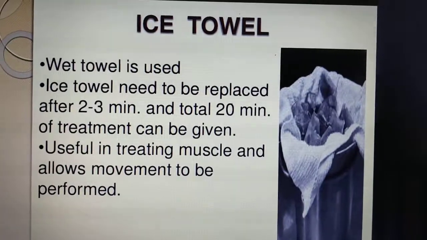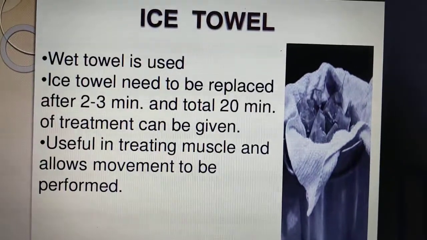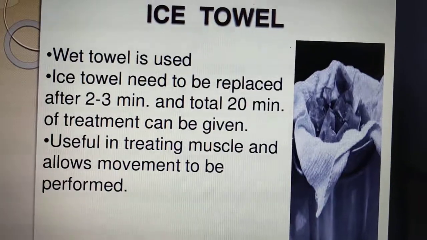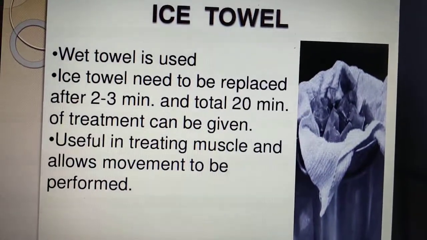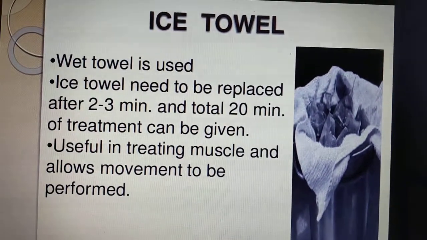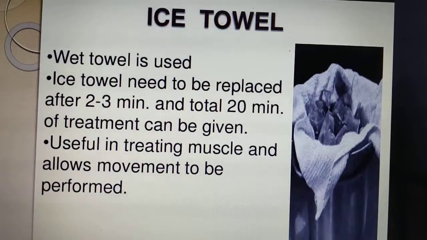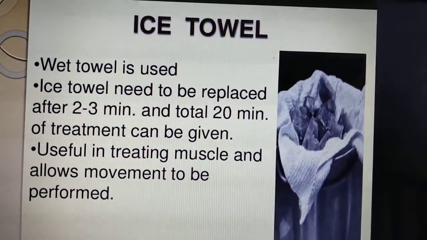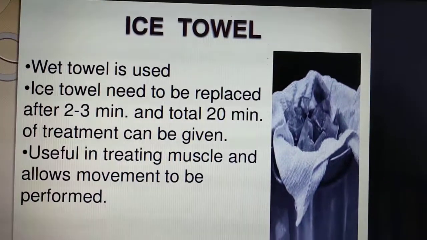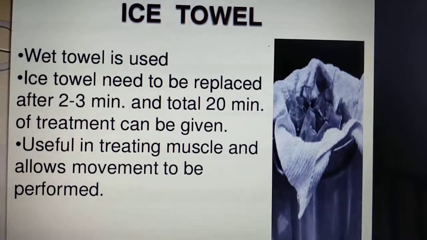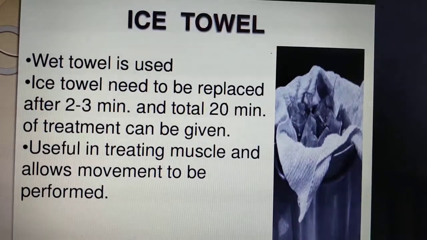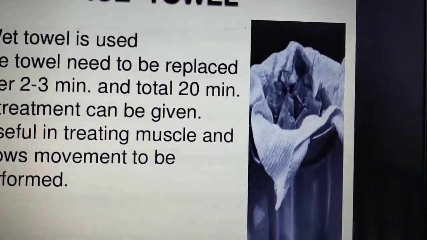Very simple is an ice towel. So what is an ice towel? We can use a wet towel: take a towel dipped in cold water and wring it out. It can be used up to 20 minutes. This is what we call an ice towel, and it is used for treating muscle sprain. Some hyperthermia also we can use this ice towel.